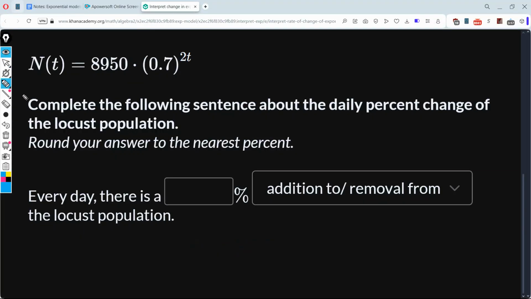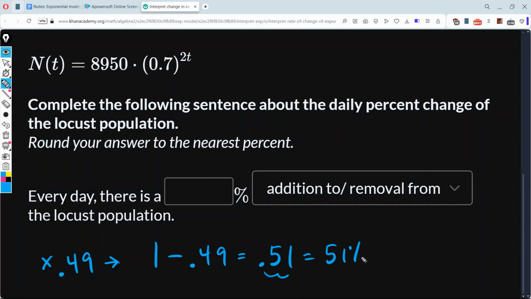So what does times 0.49 do? Well, if we did 1 minus 0.49, that's going to equal 0.51. And in terms of a percentage, if you move the decimal over 2 places, that's going to be 51%. All right, so when you multiply by 0.49, you end up losing 51%. All right, so that's your answer right there.